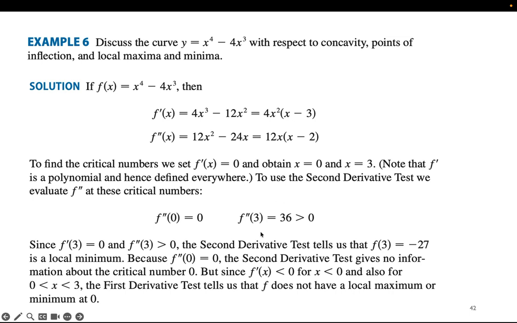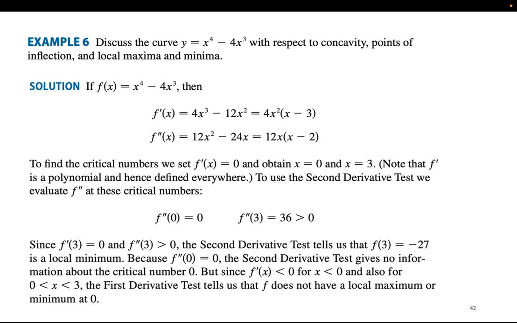And f double prime of c being positive means that it is concave up. So that's going to be a local minimum. So f of c, negative 27, is a local minimum. If f double prime is 0, then the second derivative test tells you nothing. It doesn't give you any information.